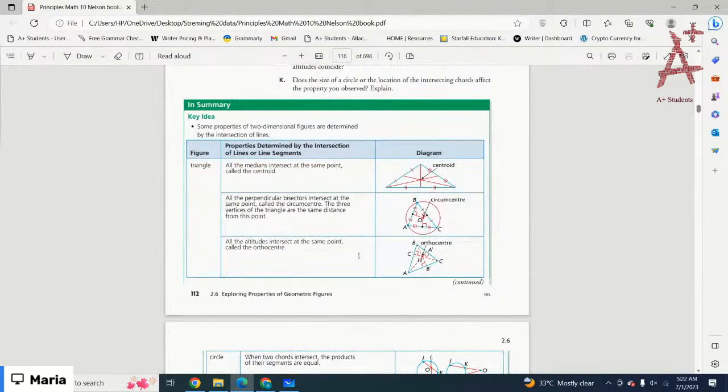Okay, these are the different points on a triangle. All the medians intersect at the same point called the centroid. So the point where all the medians intersect each other is known as the centroid. All the perpendicular bisectors intersect at the same point called the circumcenter. The three vertices of the triangle are the same distance from this point.